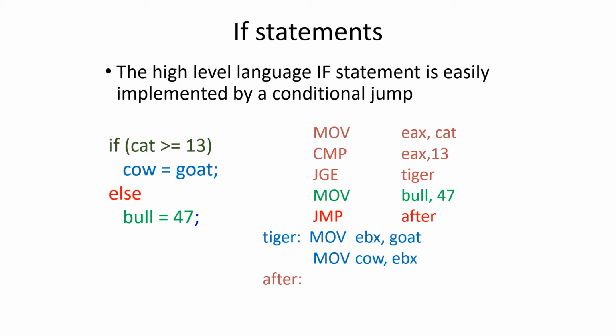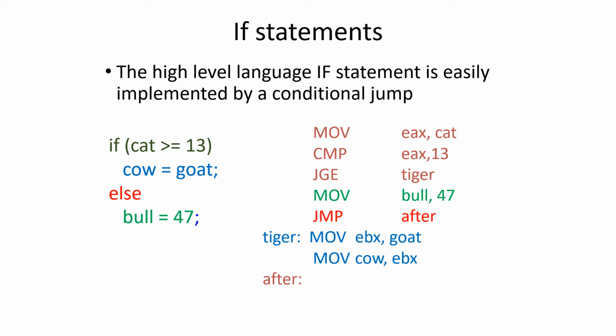That would be the true part. We go down to the tiger, which is the true part, where we move goat to the EBX and move it into cow, which does the cow equals goat. If it was false, up here we have the move 47 to bull, so that will do the false part.